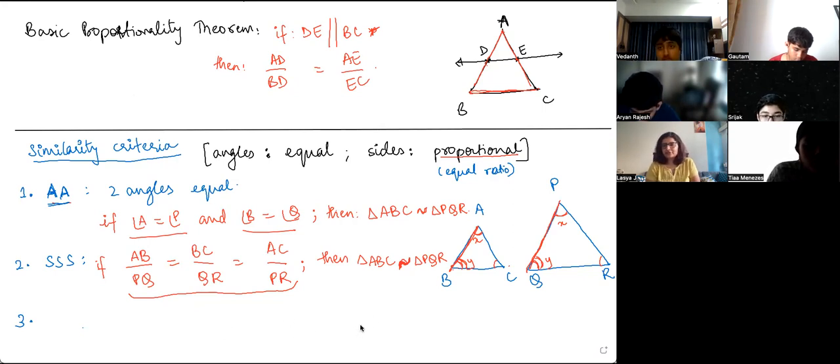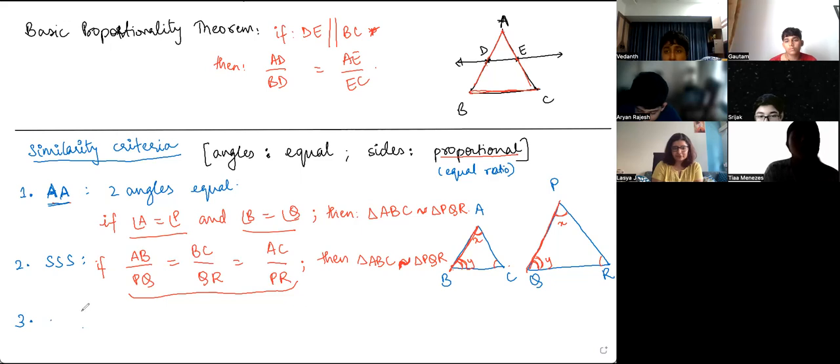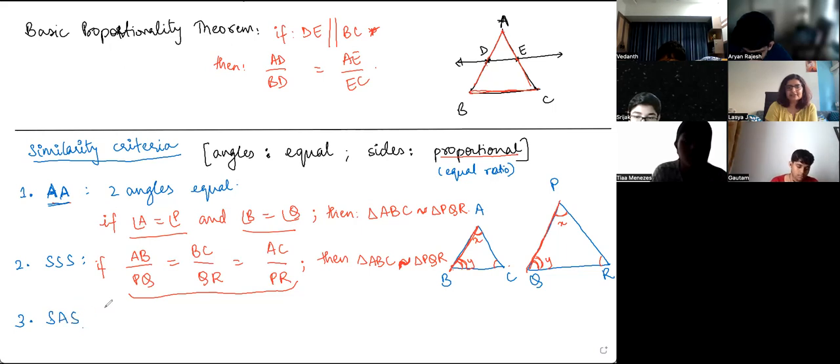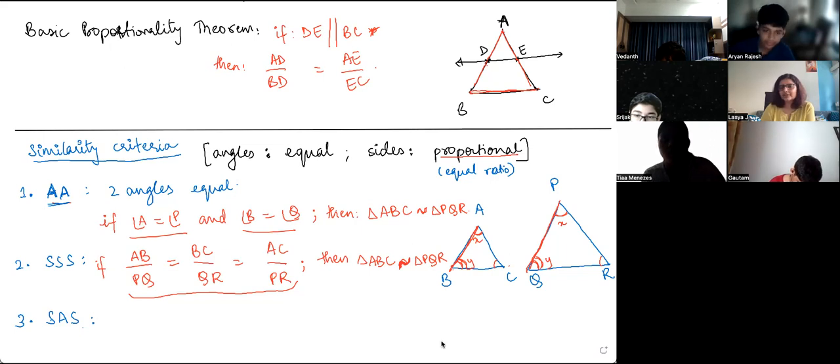So, Tia and Arya, are you also done? Should we go on to the next one? Next criteria we have SAS. So, going by the same logic, Aryan, if you want to prove by SAS, what will you prove? Side, angle, side. So how will the equations look for the proof?